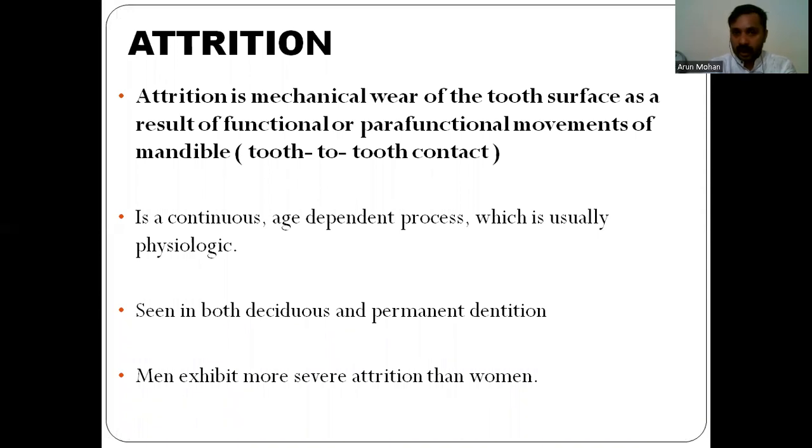When tooth-to-tooth contact occurs, as we can imagine, the most common site will be the occlusal surface. So when tooth-to-tooth contact occurs and due to that a wearing away of tooth surface occurs, we refer to it as attrition. This attrition is a continuous age-dependent process, and it can affect both the deciduous and permanent dentition. Generally, men exhibit more severe attrition as compared to women, because men have a higher masticatory force.